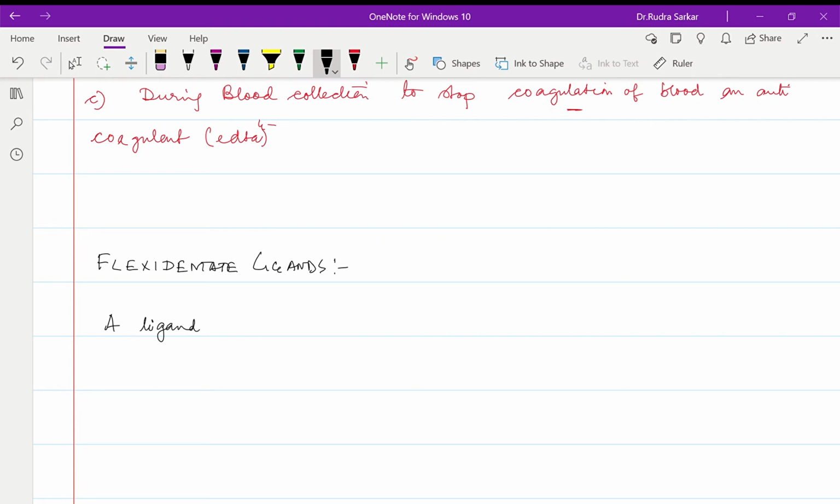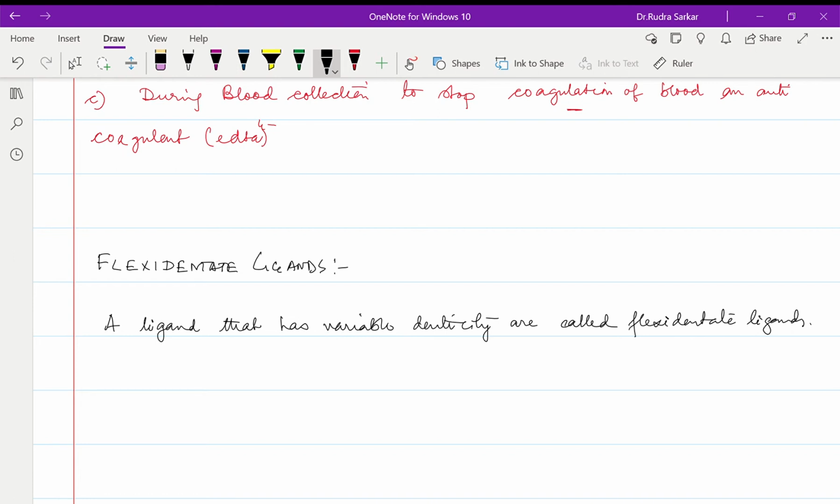So a ligand that has variable denticity, that is the binding ability, is called a flexidentate ligand. Sometimes it can be seen that your EDTA, which has 6 donor sites, can function using only 5 or 4 such donor sites.